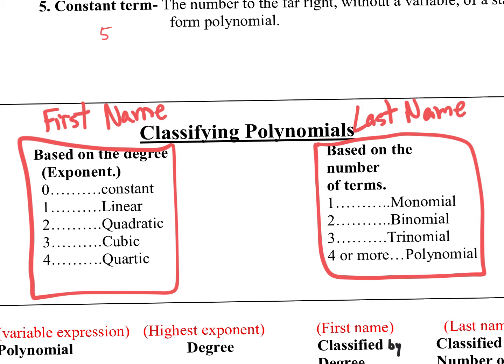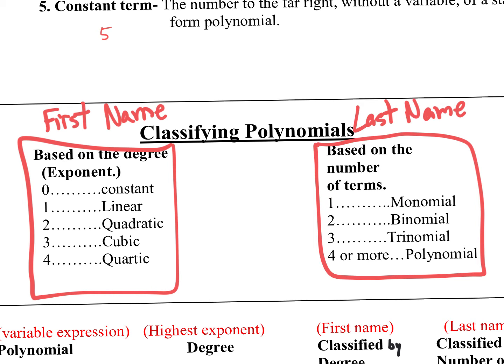Last semester, we were graphing a bunch of parabolas. Those were all quadratic equations because they all had x squared. That was the highest degree, the highest exponent. But if your highest exponent is 4, you're going to call it quartic, highest exponent 3, cubic, highest exponent 1, linear. The last name is based on the number of terms.